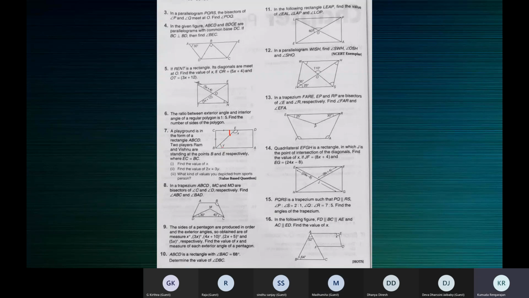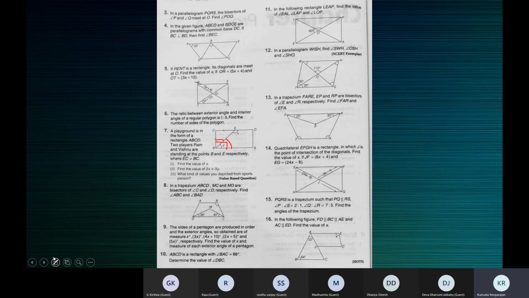Then to find the measure of Y, in a rectangle, this corner is a right angle and this portion is 45. So this portion will be 45. Y also will be 45. Because in a rectangle, angle B, this corner is a right angle, but this portion is 45 degrees already. So this remaining portion Y will be 45.